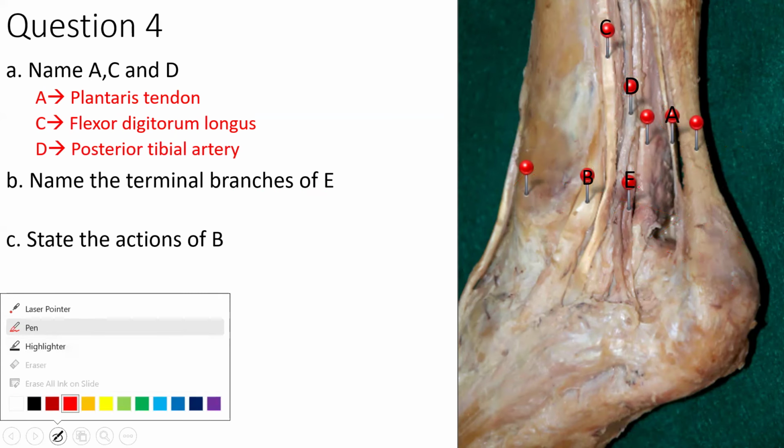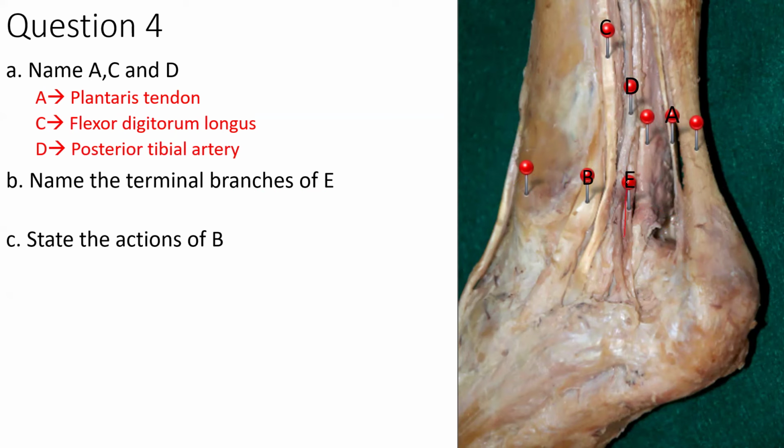So you can see E, this structure E is lying just behind D. It comes after D, so that's D in front of E. The structure after the posterior tibial artery is the tibial nerve, and the terminal branches of the tibial nerve include the lateral plantar nerve and the medial plantar nerve.